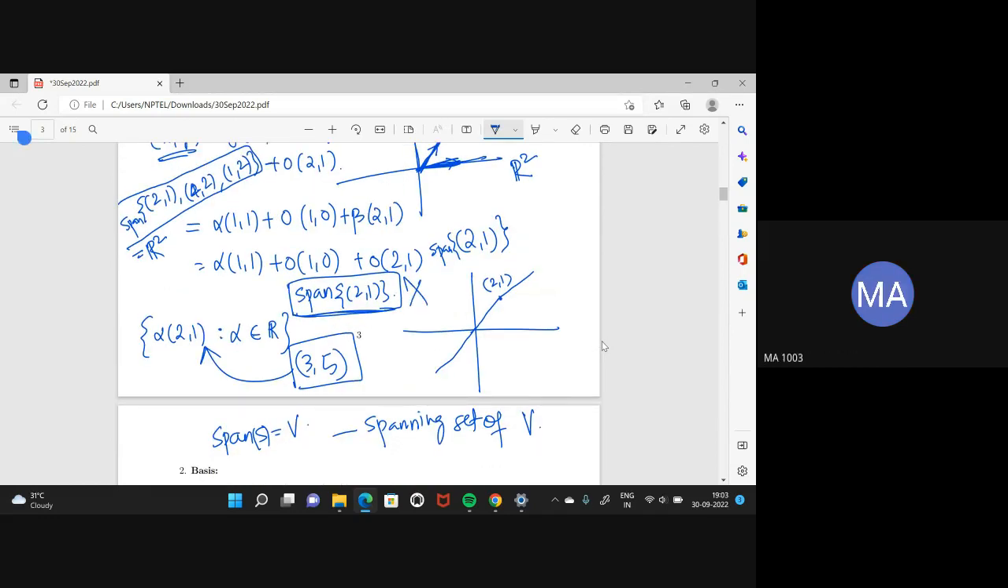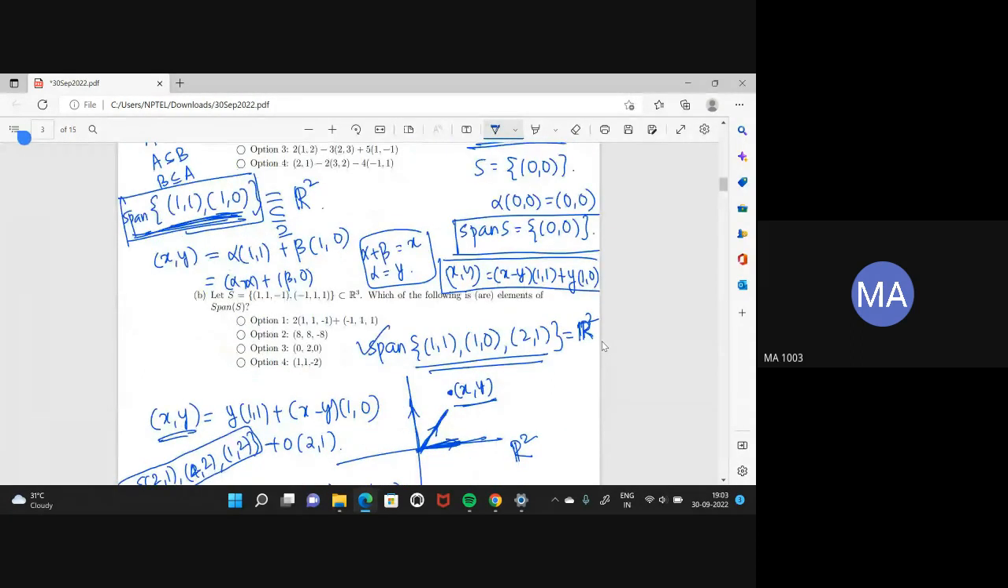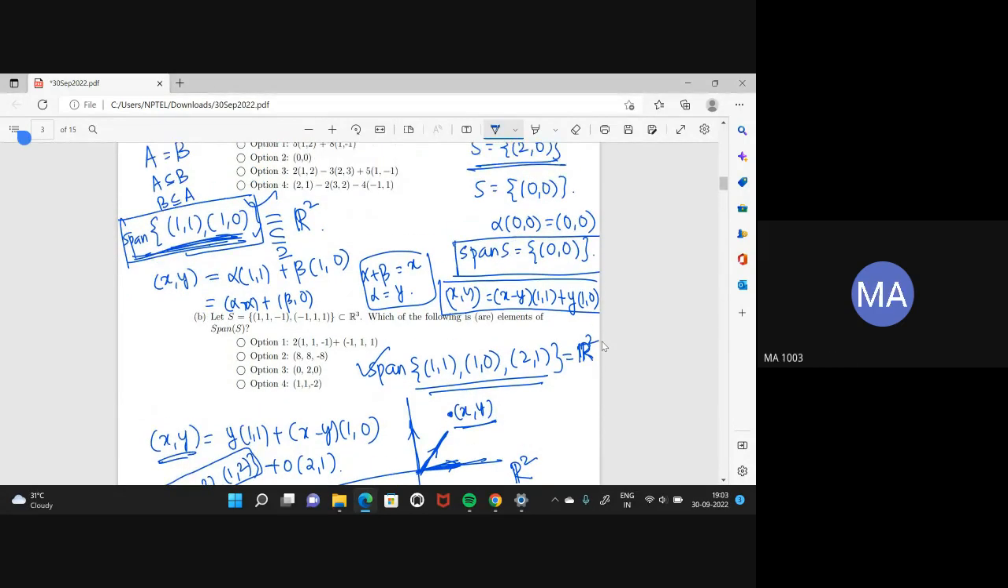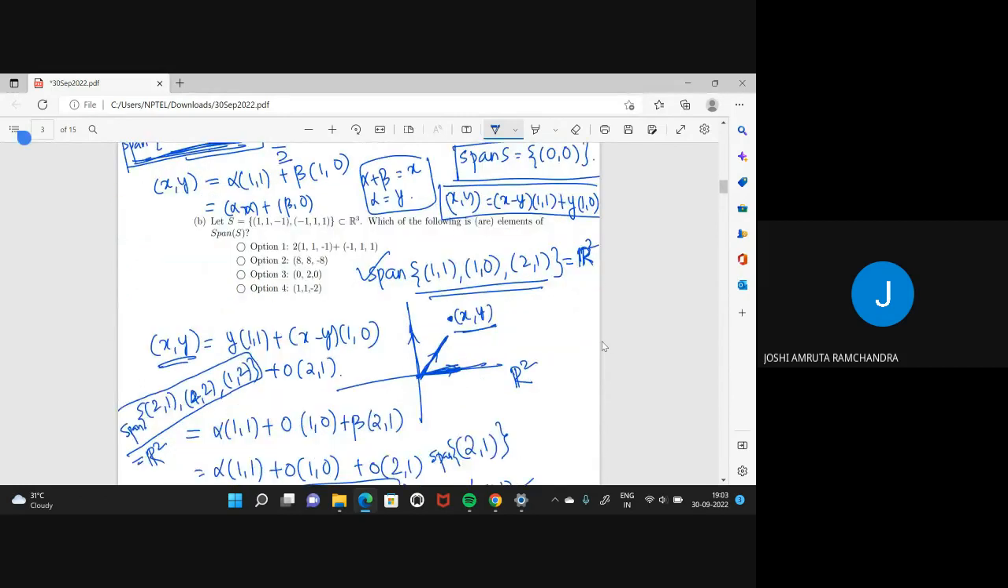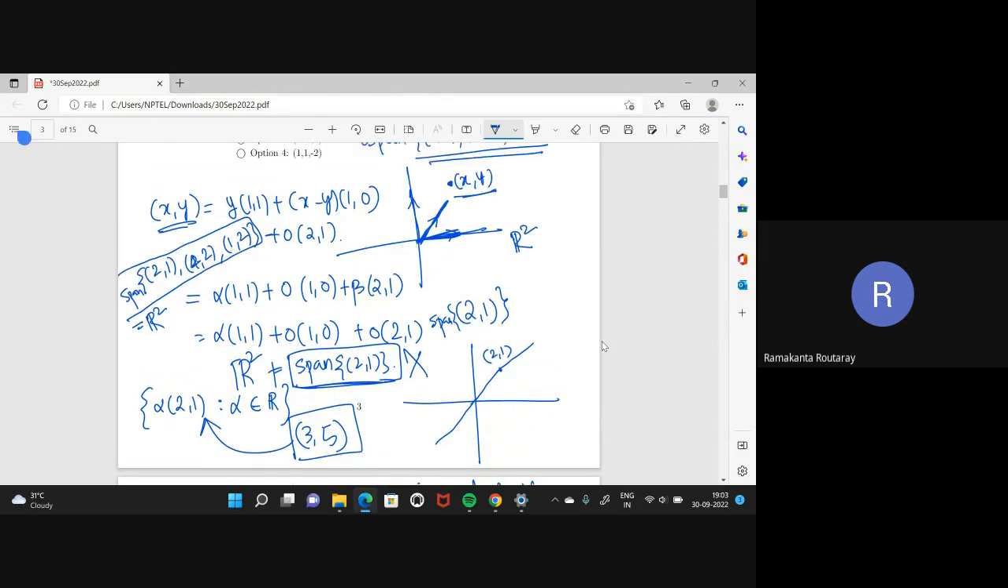Ma'am, this is not a spanning set. This is a spanning set. This is a spanning set. Which one was not a spanning set, madam? This one, because the span of this is not equal to R2, no? Okay. This one, (2, 1), (4, 2) and (1, 2). You said it is not a spanning set, right? No, it is a spanning set.